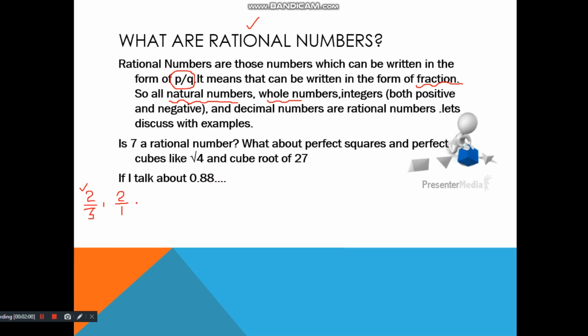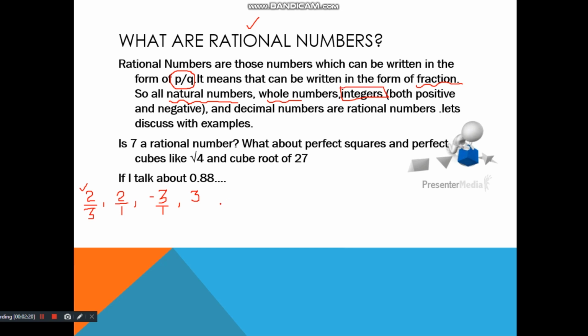Now let's discuss integers. What if I write minus 3? Can minus 3 be written as a fraction? Yes, it can be written as a fraction. So positive integers or negative integers, both are rational numbers. So integers are also rational numbers.